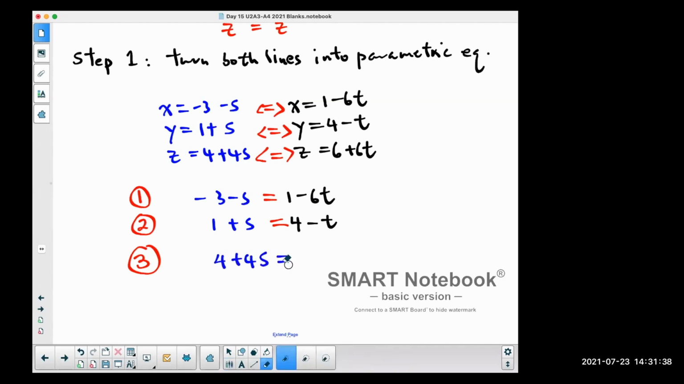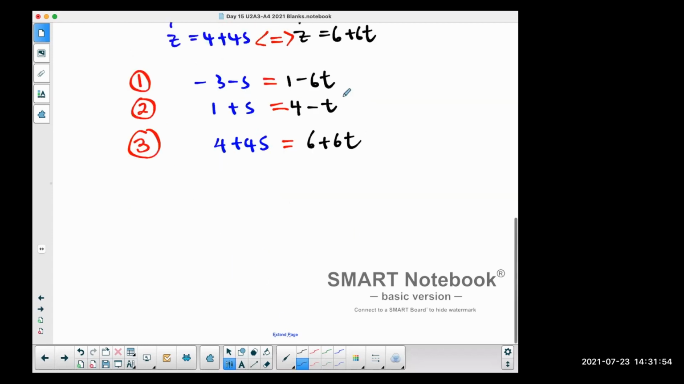equals 6 plus 6t. I want to use red to color code it. So now we have 3 equations and 2 unknowns.